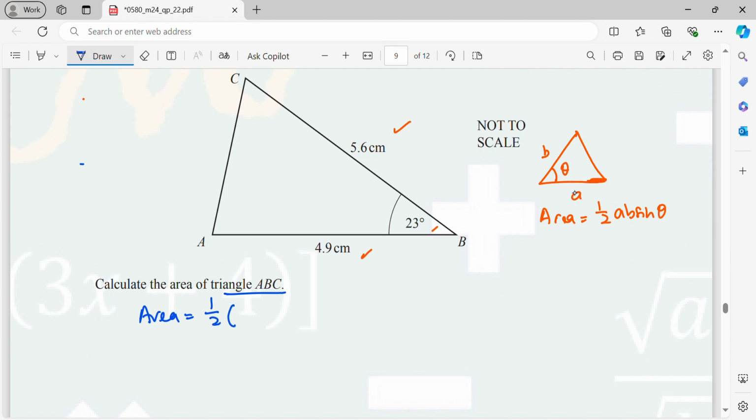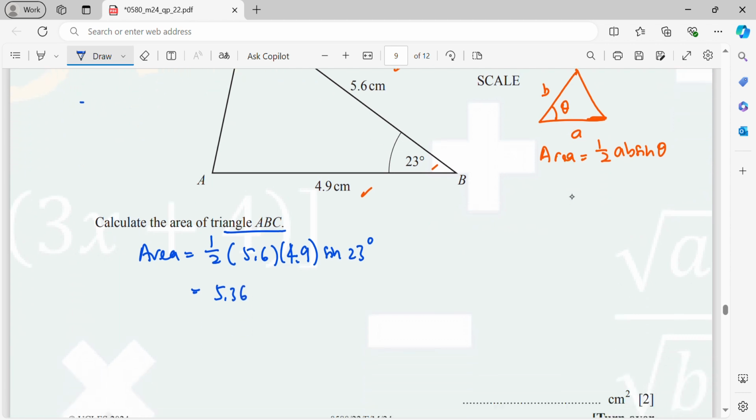half times 5.6 times 4.9 times sine 23 degrees. So when you calculate this, that is 5.36. Right, so 5.36. Done for this question.